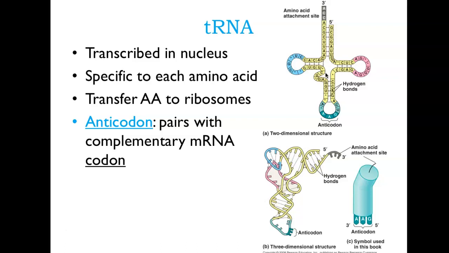So the anticodon on the tRNA, you see right here, this is the anticodon. It's complementary to the codon of RNA. So this anticodon, AAG, is going to pair with UUC, and it's going to bring in an amino acid. It's going to link the amino acids together.